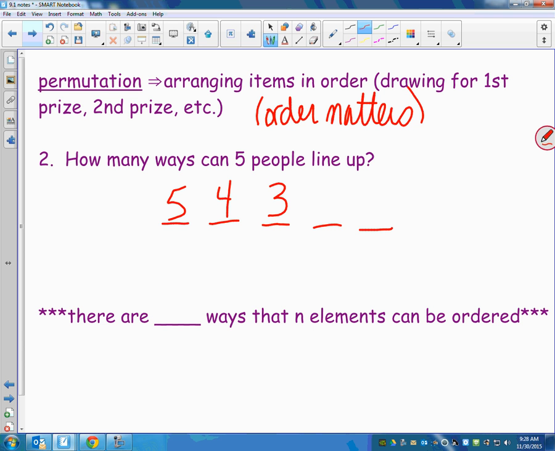And then there's only 3. And then there's only 2 people. And then the last person standing there, there's no choice. They have to be last. There's only 1 spot there. And again, the fundamental counting principle says I can do 5 times 4 times 3 times 2 times 1, which is the same as, you know what that's the same as?